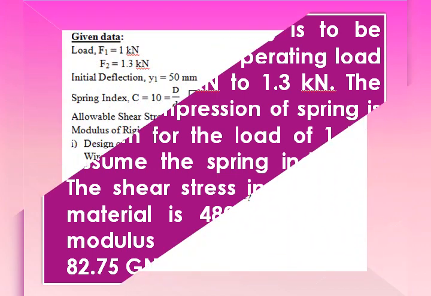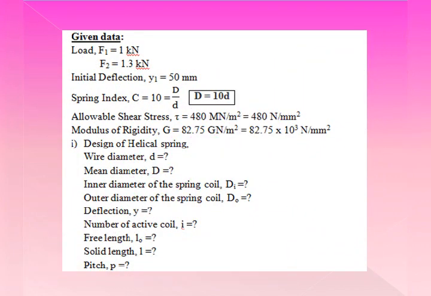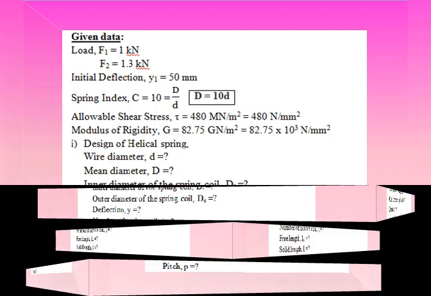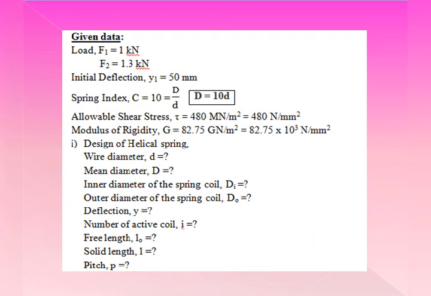Now we'll list out the data for the given problem. A helical spring is to be designed for an operating load range of 1 kilonewton to 1.3 kilonewton. That is, initial load F1 is equal to 1 kilonewton, which is increasing to F2, that is 1.3 kilonewton. So F1 is equal to 1 into 10 to the 3 Newton and F2 is equal to 1.3 kilonewton. The initial compression of the spring is 50 mm. So initial deflection he has given, y1, is equal to 50 mm for the load of 1 kilonewton. Assume the spring index as 10.